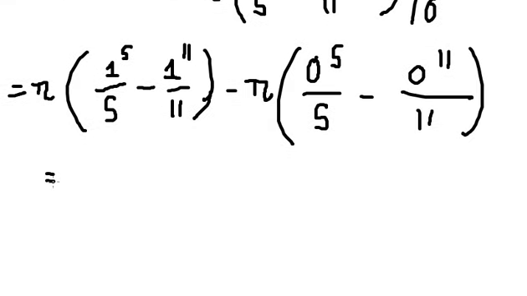So we calculate this one, and we have 6b over 55. This is the end.